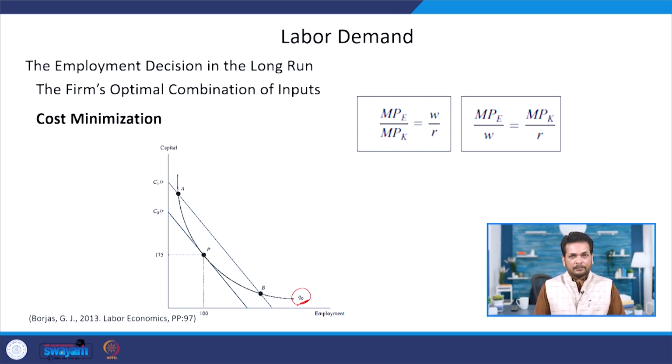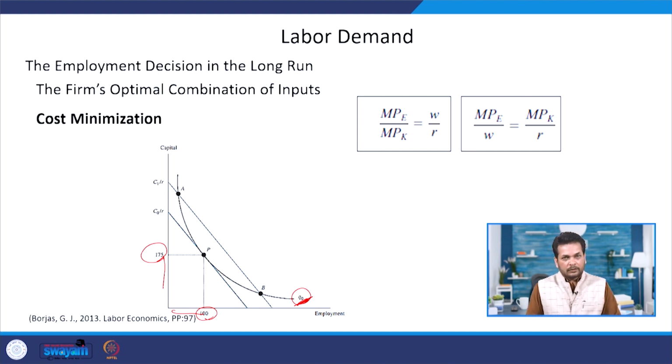the farm can employ 175 units of capital and 100 units of labor in order to produce Q0 level of output, which will maximize the profit and minimize the cost. So, this combination of capital and labor is going to give him the profit maximization to produce this level of output.